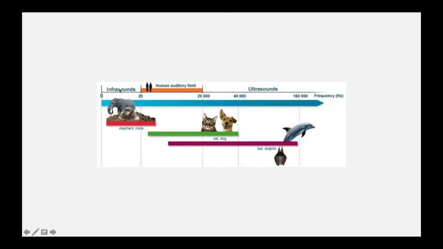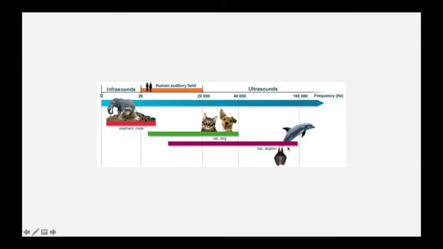We call those infrasounds. That prefix infra means below. So these are sounds that are below the range of human hearing. Of course, dogs are capable of hearing at higher pitch than humans are. Those are called ultrasounds. Ultra means higher or above. So it's above the realm of human hearing. And bats and dolphins, of course, can hear very, very, very high pitch, high frequency sounds.